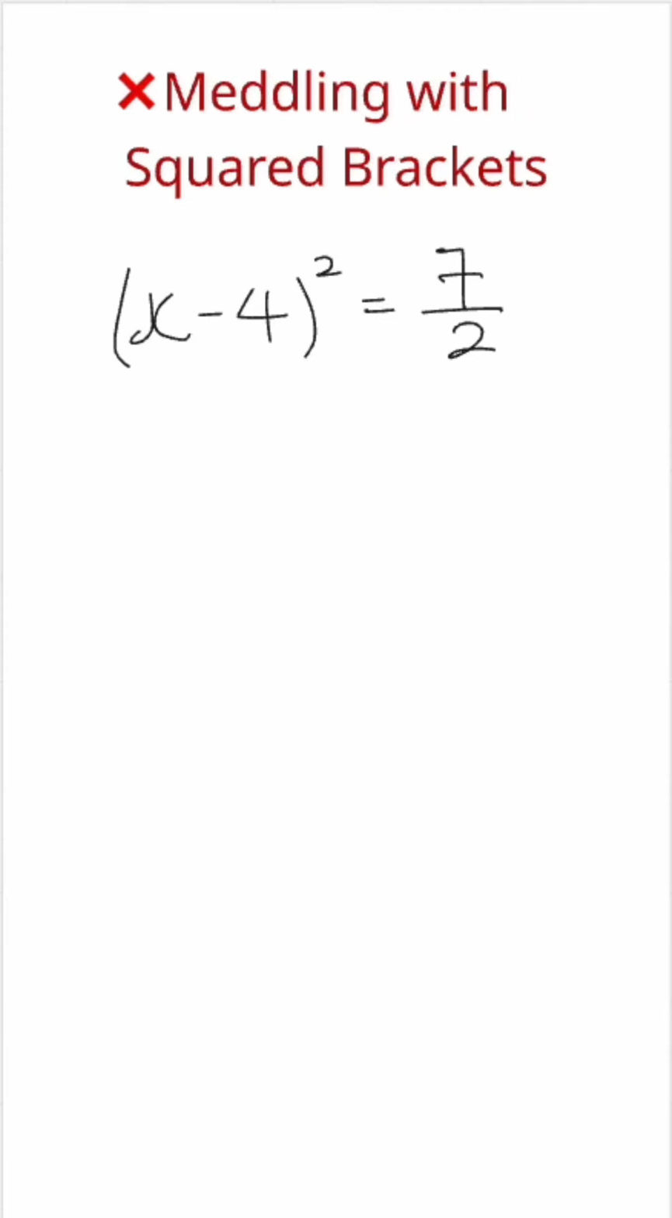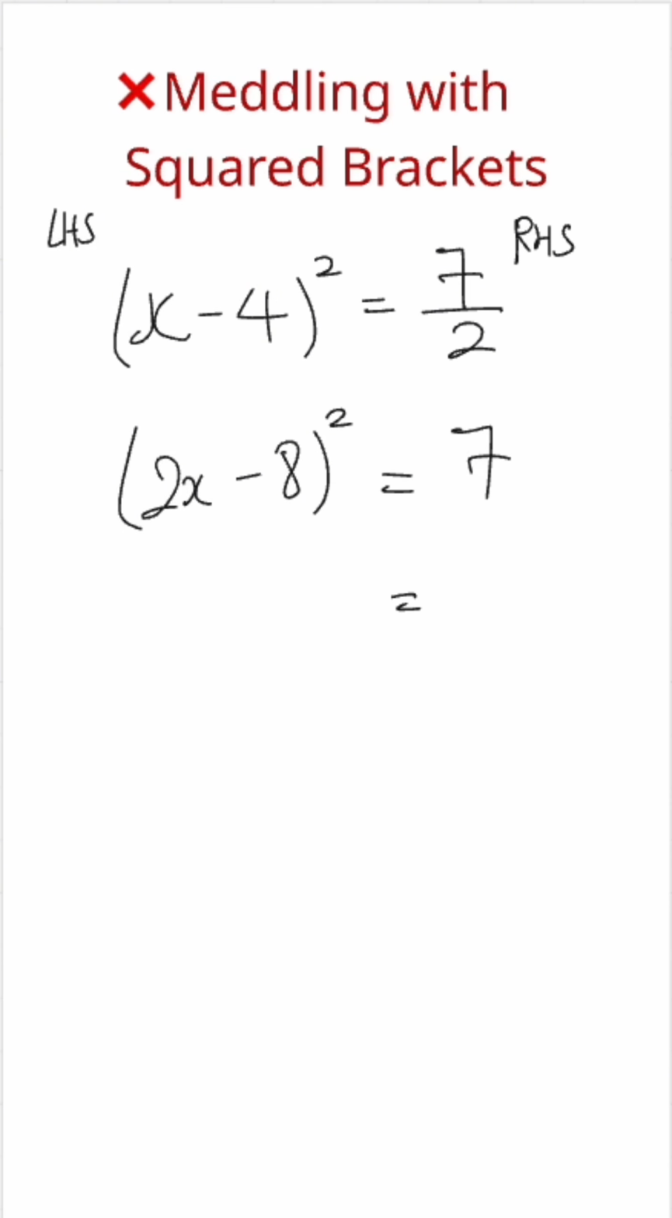Okay students, today we'll be addressing one of the common mistakes made by some of my students, which is meddling with squared brackets. Over here we have (x - 4)² = 7/2. Since the right hand side has this over 2, most students would multiply 2 across both sides to make 2x - 8, and then we have a square.